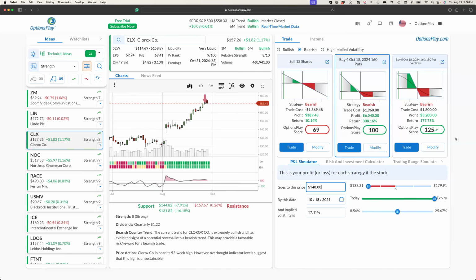That covers what I wanted to share with you here today. Hopefully this gives you a pretty good understanding of the new trade ideas that we recently published in OptionsPlay.